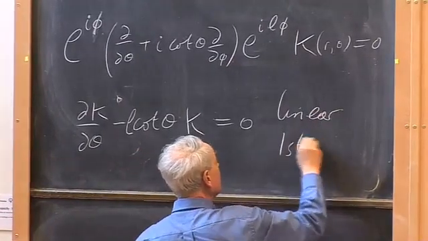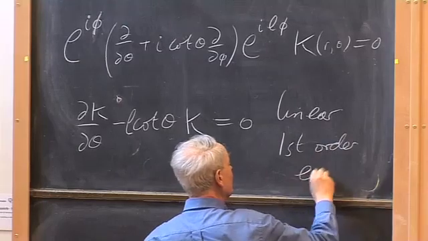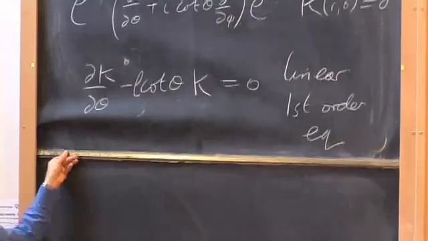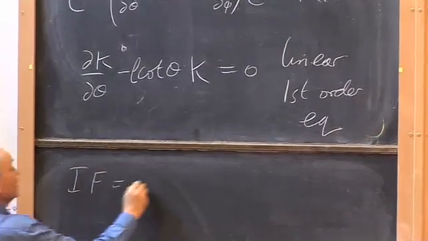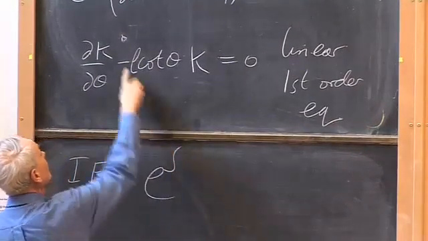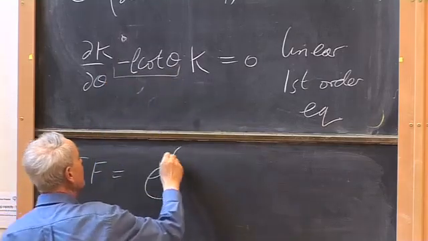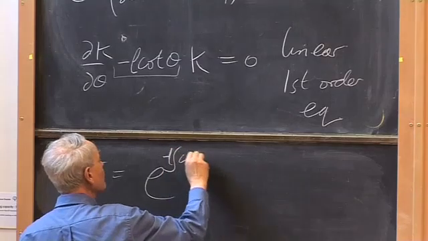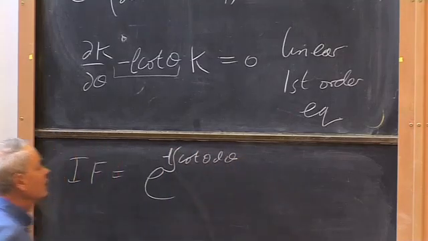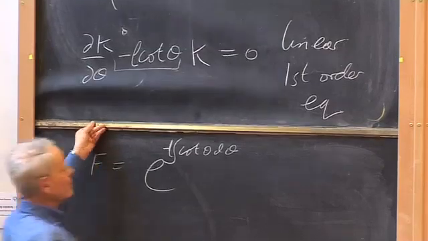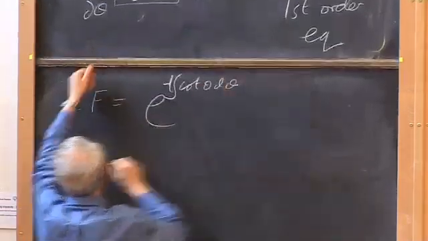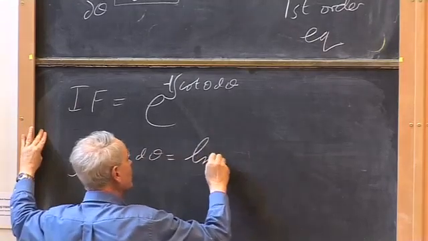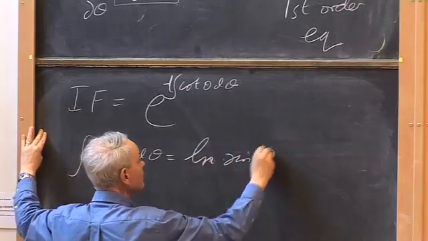So here we have a linear first order differential equation, the friendliest kind of differential equation. So we solve it with an integrating factor. The integrating factor is e to the integral of this here, e to the integral of minus L cot theta d theta. But I think that the integral of cot theta d theta is log sine theta.